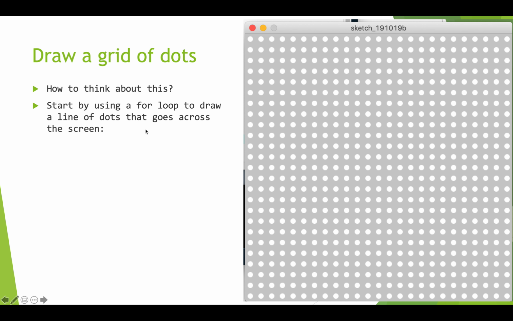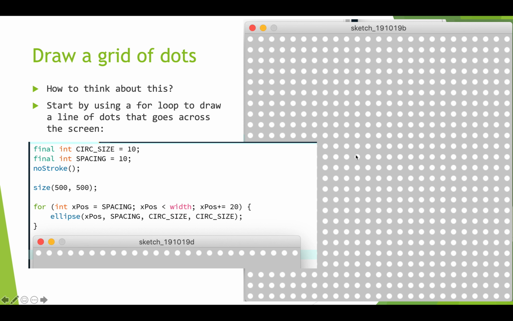The way that I would do this is I would start by using a for loop to draw a series of dots that goes across the screen. Just try to get one part of this. If I could just get this top line of dots, that would be a first start at getting this to happen. So there I would do a for loop, and I'm going to have a couple of constants: the circle size, the size of my dots, and the spacing, which is the number of pixels from the center of one dot to the center of the next dot.